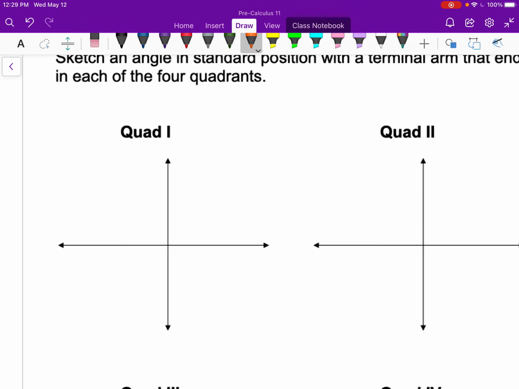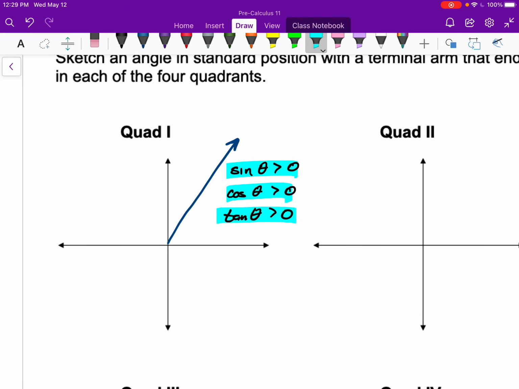And so in general, in quadrant 1, an angle is something like this. Any angle in quadrant 1, your x, y coordinates will always be positive. So it doesn't matter if you're looking at the sine function or the cosine function or the tangent function. They're all going to equal positive numbers in this quadrant.